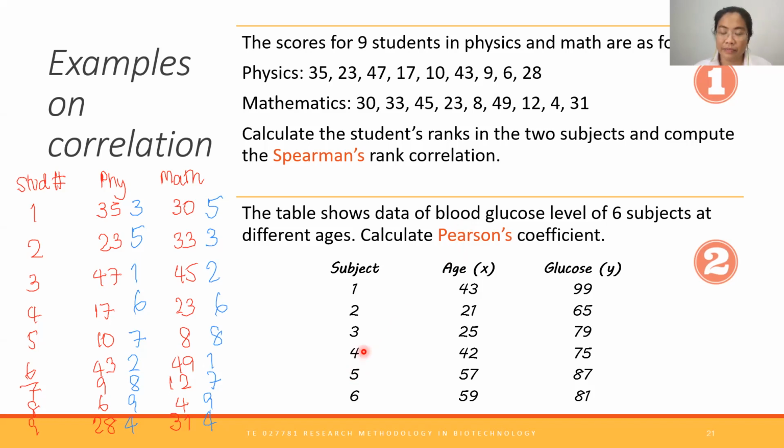So up to this point you calculate D_i. D_i for 3 and 5 is -2, right? This one is also 2. This one is 1. 0, -1, 1, 1, 0, and 0.